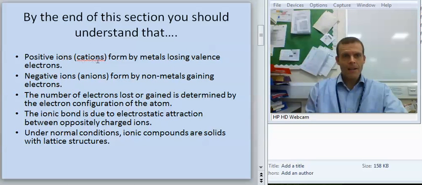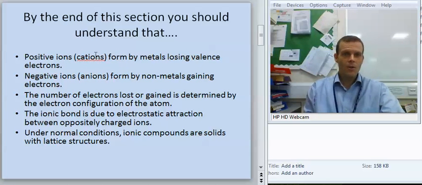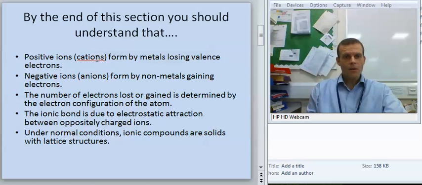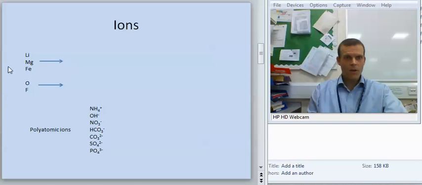This is what we need to know by the end of it. Positive ions, cations, are formed by metals losing their outer electrons, their valence electrons. The word cation is because they're attracted to a cathode, which is the negatively charged electrode in a cell. Negative ions, or anions, are formed by nonmetals gaining electrons. The number of electrons lost or gained is determined by the electron configuration of an atom, so we're really just working with the valence electrons. The ionic bond is due to electrostatic attraction between oppositely charged ions, and under normal conditions ionic compounds are solid with lattice structures.